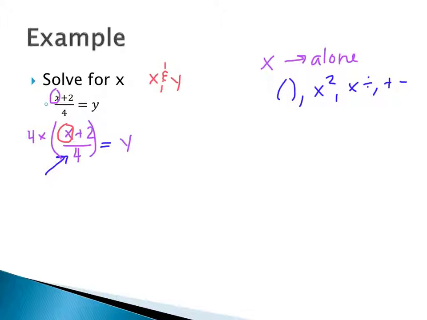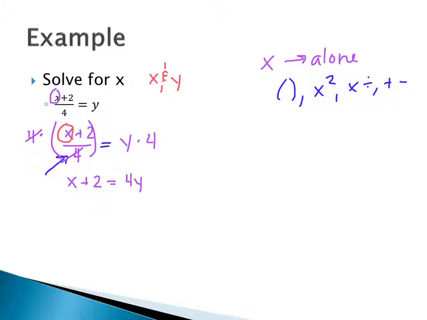Okay? Let me rewrite this instead of an x. Let me put this as a dot. We're going to multiply by 4. So you're going to take this, multiply it by 4, and what that's going to do is cancel out the 4. But remember, whatever I do on the left side, I must do on the right side. So now I'm going to multiply the right side by 4. So my equation is x plus 2 is going to equal 4 times y.